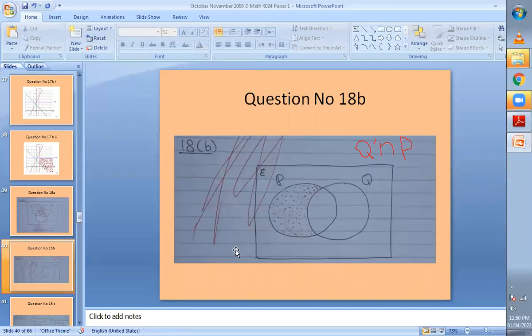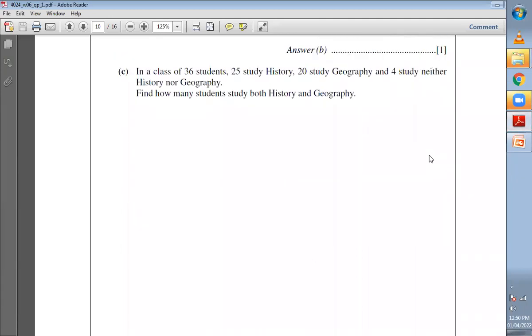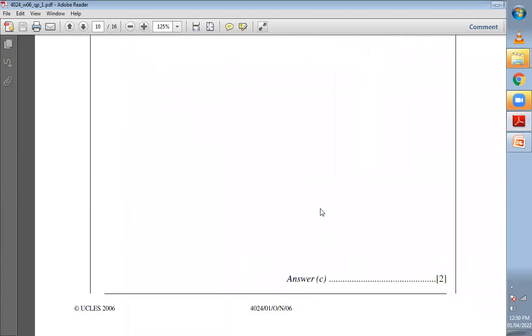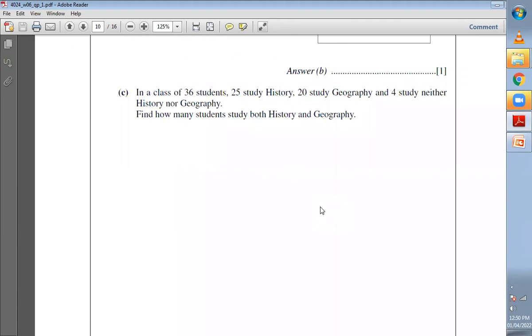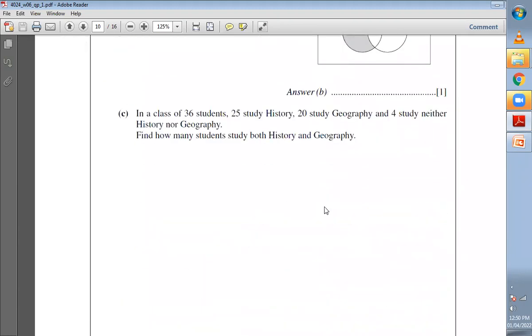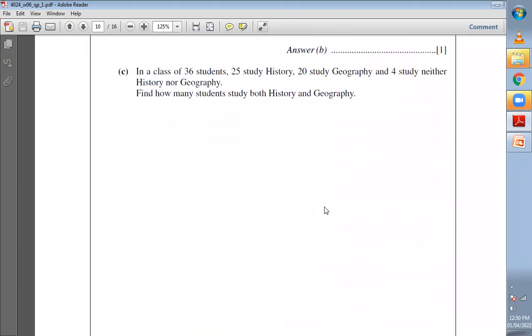So that's your answer. Okay. Then he says it's a 2-mark question, C part. That's question number 18, and it's C part. He says in a class of 36 students, 25 study history, 20 study geography, and 4 study neither history nor geography. Find how many students study both history and geography.